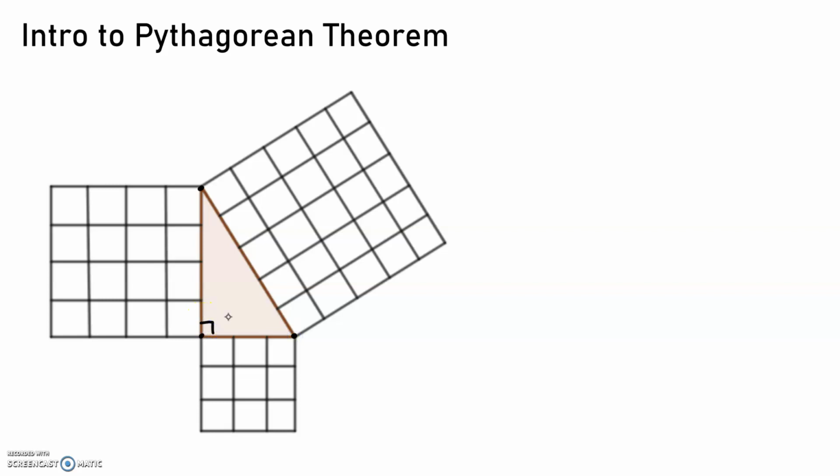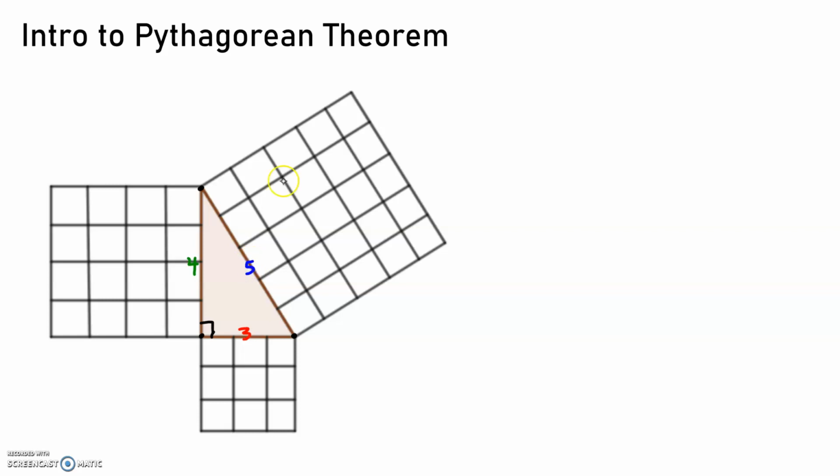And if you take a look, these squares are already divided up into their square units. We can see that on the bottom here, this square has a length of 3 units. The side square has a length of 4 units. And the square on the diagonal here has a length of 5 units. So what we're going to do now is look at what the area of each square is.